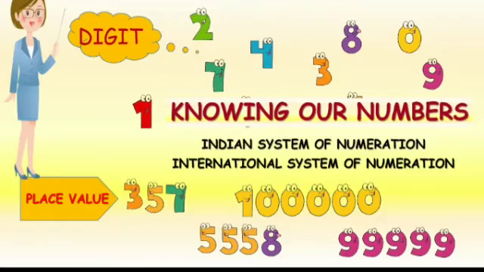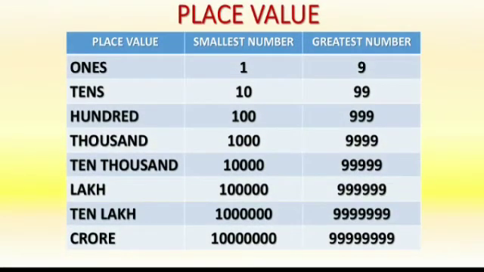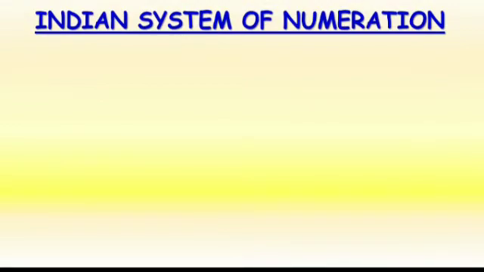So let's get started. Basically, let us brush up on the place value, that is ones, tens, 100, 1000, 10,000, lakh, 10 lakh and crore. And we should also know which is the smallest and the greatest number based on its place value. So let's start with a familiar way of reading figures in words, and that is Indian system of numeration.